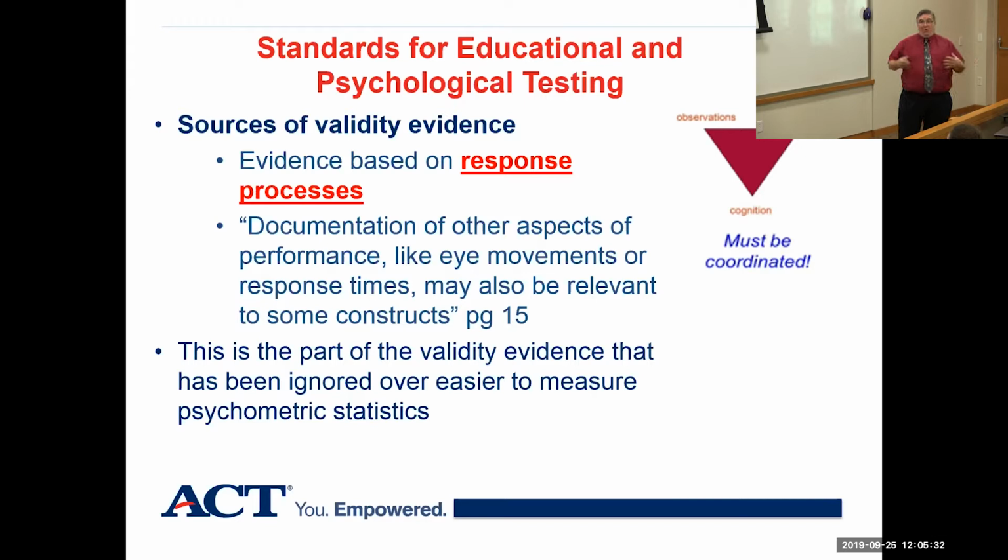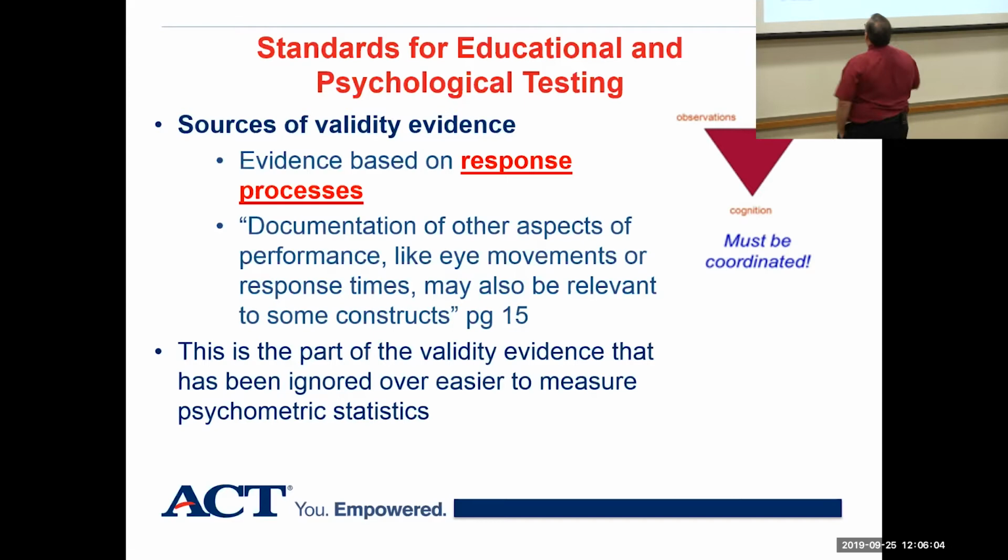But this is what was really interesting. In the standards, even though nobody was doing it in assessment, they said specifically, documentation of other aspects of performance like eye movements or response time may also be relevant to some constructs. So they said people should be doing it, but no one was doing it. Part of that was because of cost and time and the software. And this is the part of the validity evidence that has been ignored because it's just not as easy to collect as these other pieces.